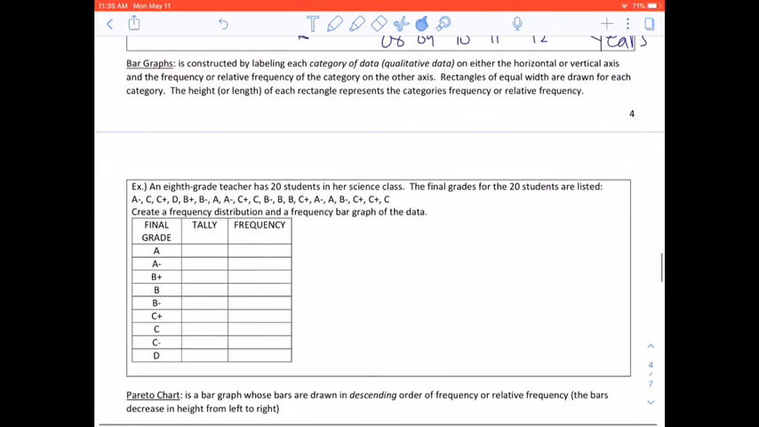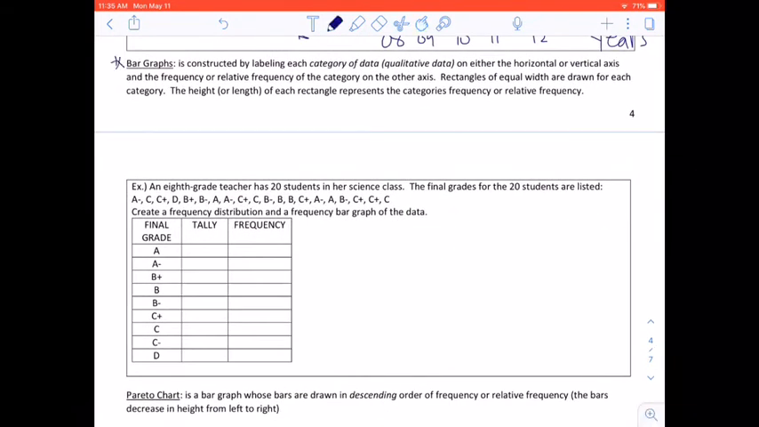Next one that we have is called a bar graph. A bar graph is constructed by labeling each category of data. So this is qualitative data on either the horizontal or vertical axes, and the frequencies or relative frequencies on the other. Rectangles of equal width are drawn on each category, and heights for each rectangle represent the categories or relative frequencies. And with these, the bars do not touch. So bars don't touch.